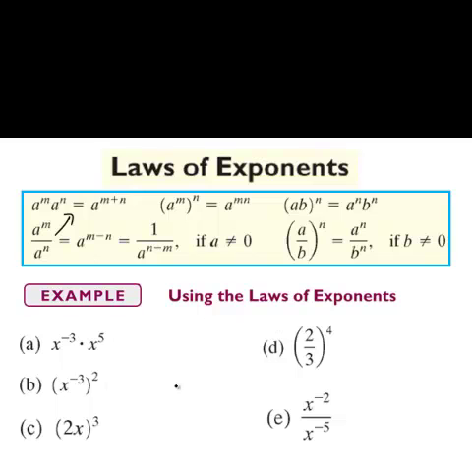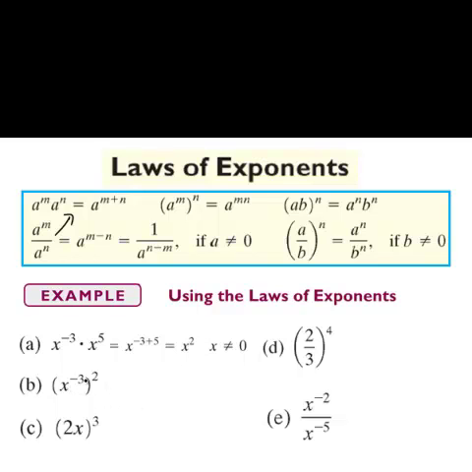Let's just look at some quick examples. Here you've got x to the negative 3 times x to the 5th power. Because you have a common base of x, then you'll just add the exponents, negative 3 plus 5, which is 2. So you have x squared.